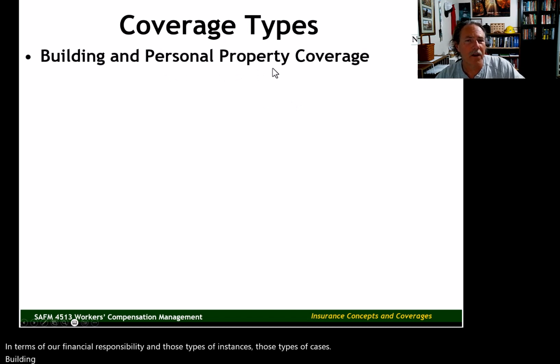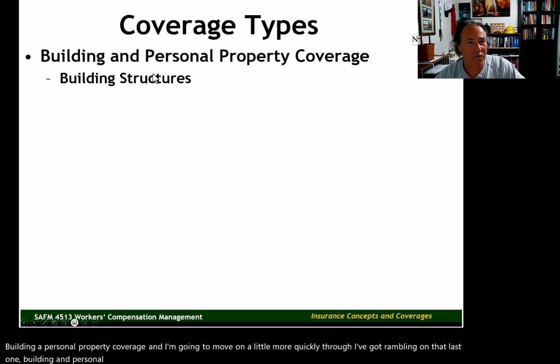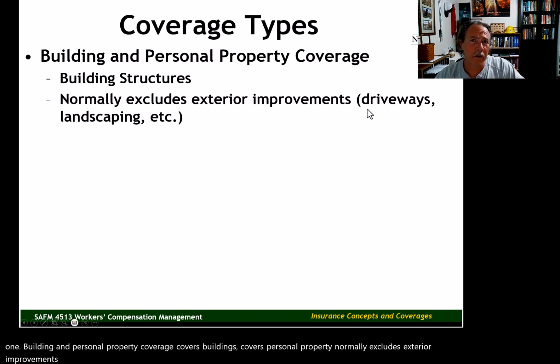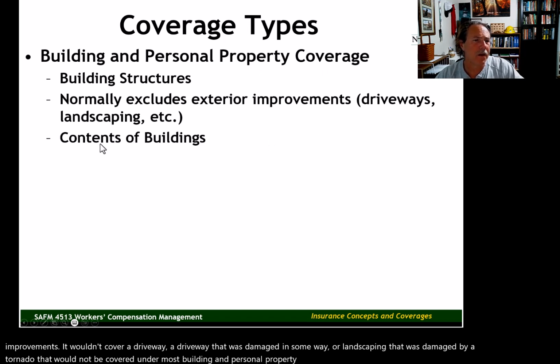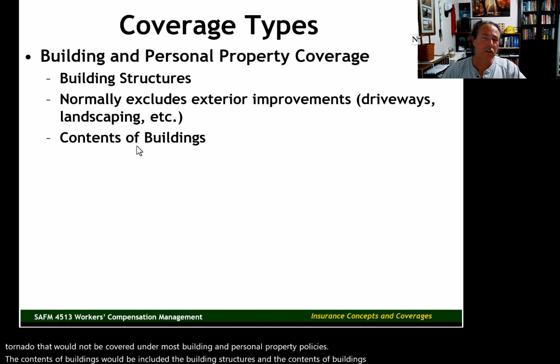Building and personal property coverage, and I'm going to move on a little more quickly through this. I got rambling on that last one. Building and personal property coverage covers buildings, covers personal property. Normally excludes exterior improvements. It wouldn't cover a driveway that was damaged in some way, or landscaping that was damaged by a tornado. That would not be covered under most building and personal property policies. The contents of buildings would be included, the building structures and the contents of buildings, up to the coverage limits.